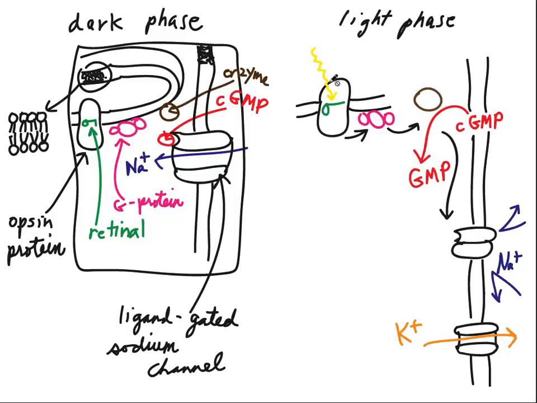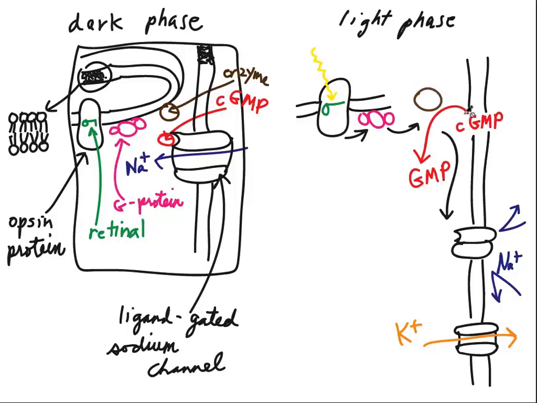If a photon strikes retinol, retinol will change its shape from being curved to straightened out. It's the opposite of what we see in the dark. That straightening of the retinol activates the G protein. The active G protein then can activate the enzyme phosphodiesterase.